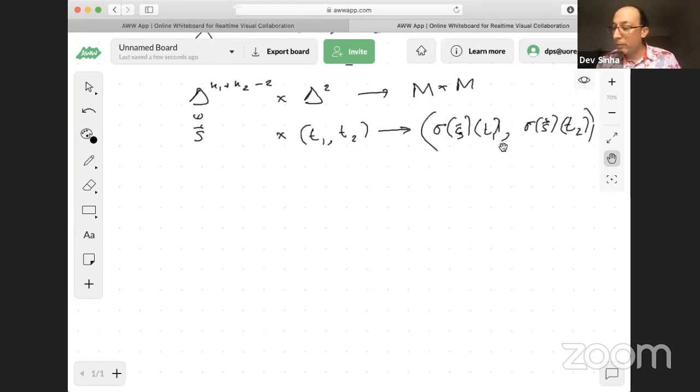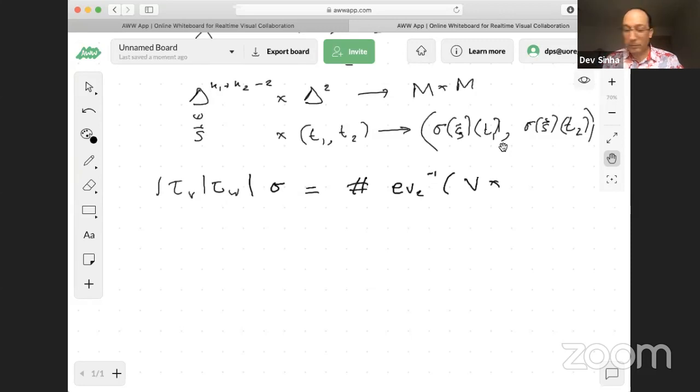And what you can do is you define tau V bar tau W on such a sigma to be the count of the pre-image under this EV2 of V cross W. So really what that says is that, again, as I said informally, you're passing through V, and then at a later time on the same loop, you're passing through W. And so this is a way that now, given a list of submanifolds or cochains, you can make a cochain on the loop space.